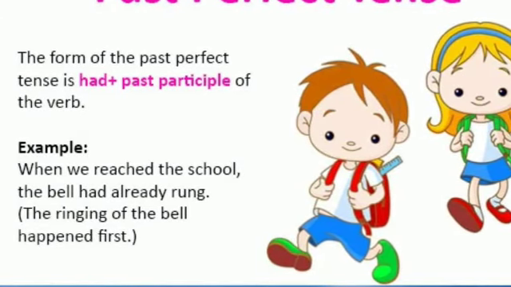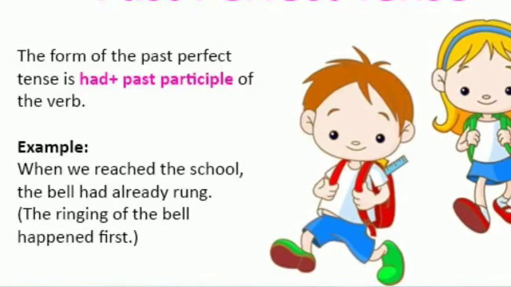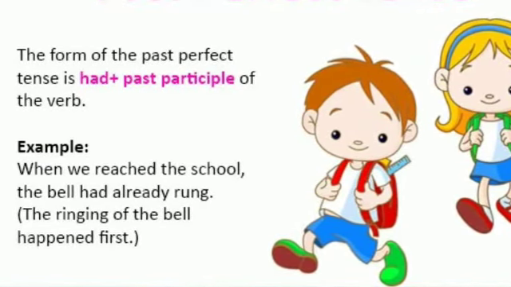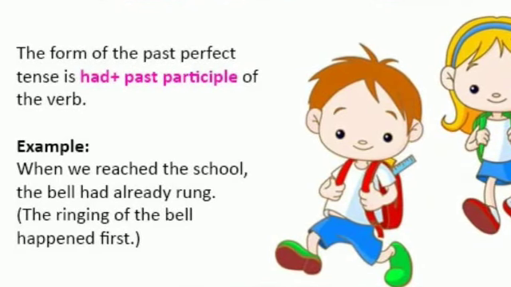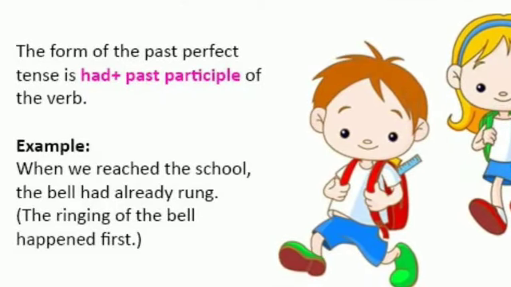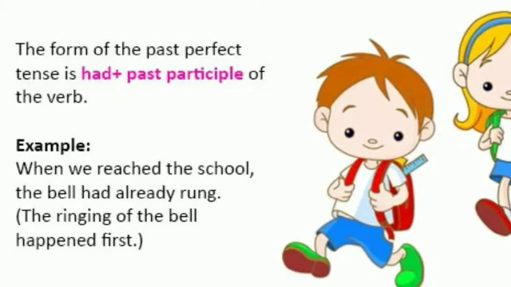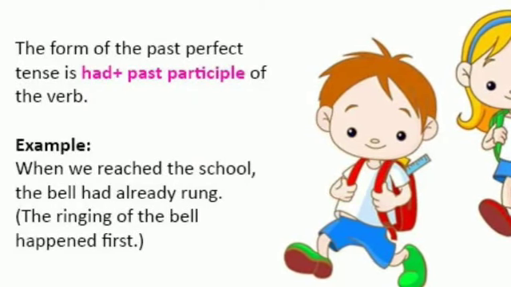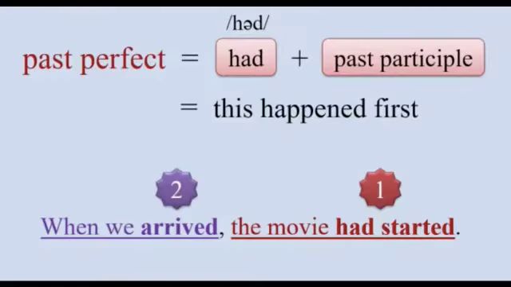Let us understand with one more example. Here it is written, when we reached the school, the bell had already rung. Now again two actions are going on. Now which action happened first? The bell rang. This action happened first. And then the second part, that we reached school. That is why it has been written, the bell had already rung when we reached the school.